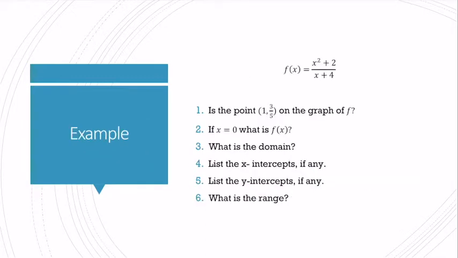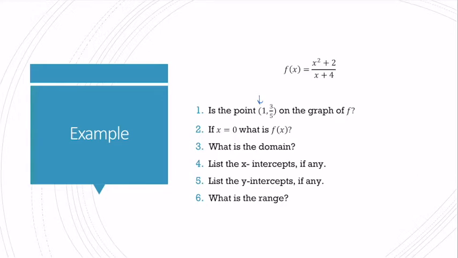So let's take a look at this equation right here. I've got f of x equals x squared plus 2 over x plus 4. I want to know, is the point (1, 3/5) on the graph of f? So how could we do that? Well, we could substitute in 1 for x in order to determine if this point is on our graph.